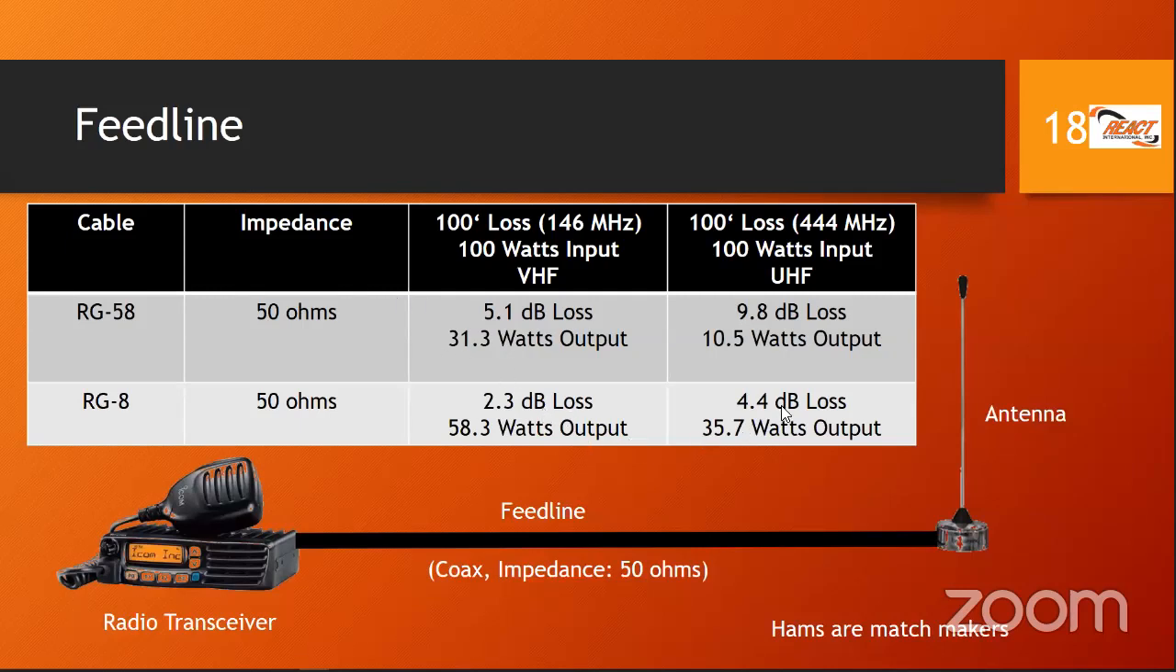Right. So for RG8 cable, if I'm using it on the UHF band and I have a loss of 4.4 dB, that translates to I'm only getting an output of 35.7 watts. So imagine that, right? I'm transmitting 100 watts of output power from my radio going through the feed line, and I'm losing over 60 watts just going through the feed line, so that only 35.7 watts ends up on the antenna, and that is what's going to leave the antenna to go to the receiver who's trying to listen to me. So feed line is very important.